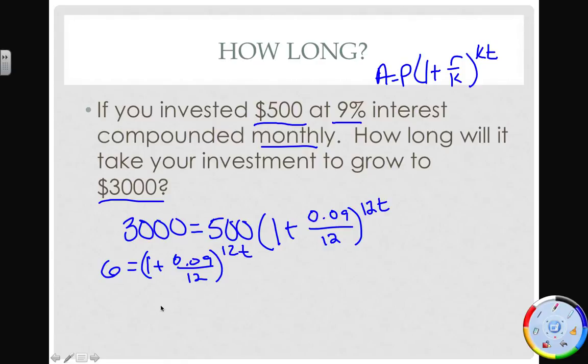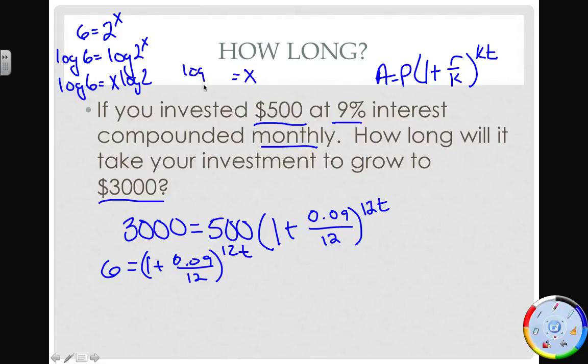Well, when I take the log of both sides, so if I just had 6 equals 2 to the x, if I took log of both sides, log of 6 equals log of 2 to the x, this becomes log of 6 equals x log of 2. And you notice that this just ends up being that the exponent is equal to the log of one side divided by the log of the other: log of 6 divided by log of 2.